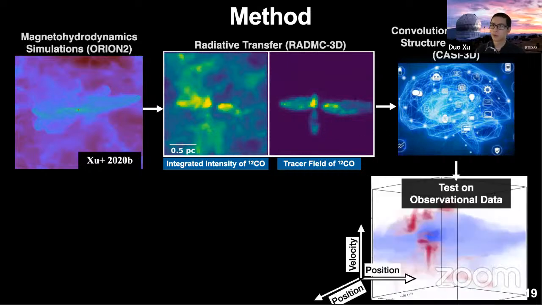After training, we test our model not only on synthetic data, we also test that on real data. This is the observational data. The blue is 12CO emission of the Perseus cloud, and the red is the prediction, indicating where feedback is or where outflow is.